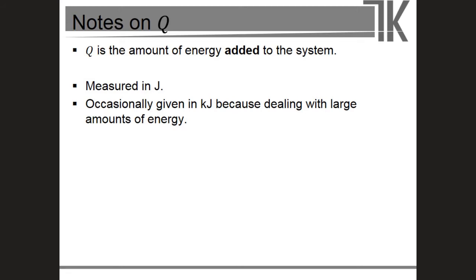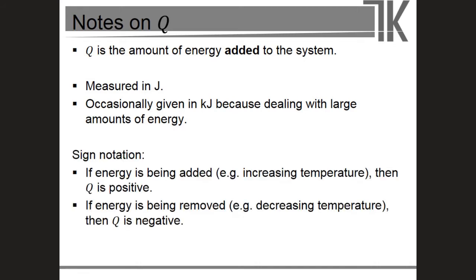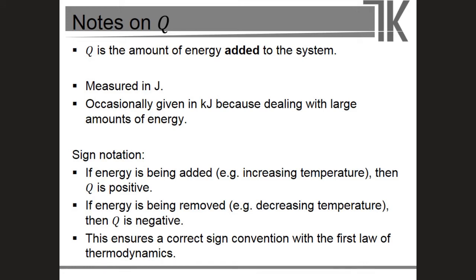Now notice that the definition of Q has the amount of energy added to the system. This introduces a sign notation. If energy is being added to the system, we're increasing the temperature of the system, then Q is positive, and if energy is being removed from the system, or we're decreasing the temperature of the system, then Q is negative. Now this ensures a correct sign convention with the first law of thermodynamics, which we talked about last time, which is essentially just energy conservation, but it is really important that we know this sign notation. I would highly recommend getting this sign notation into your book with maybe a little asterisk next to Q or something, just saying, to be careful about this kind of thing.